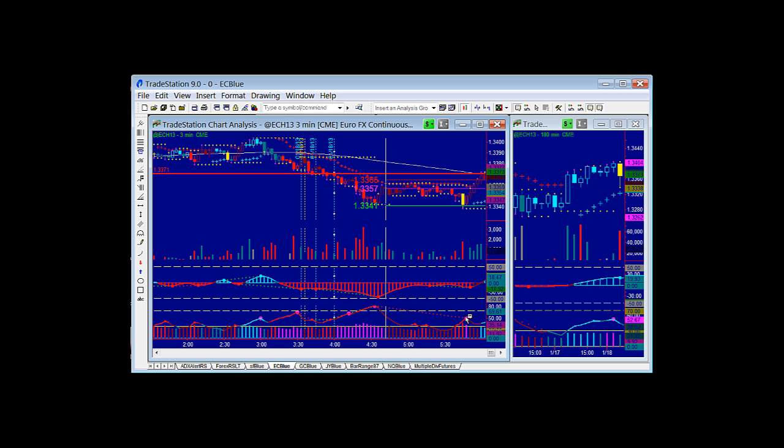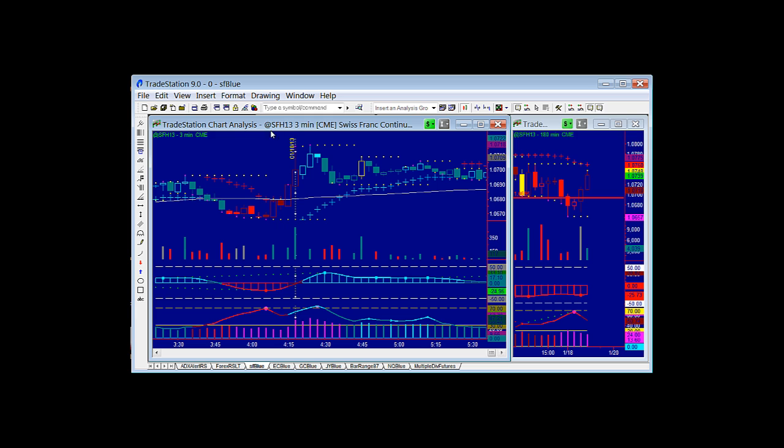Now if you had noticed this magenta peak here, which was formed on this bar, you might have got a little bit more than 2 ticks, but I'm going to call it at 2 ticks. Then we have the Swiss franc, and on the Swiss franc we got the notification here that we had a magenta peak. So we're looking for it to actually pull back to the ATR, which it did here.